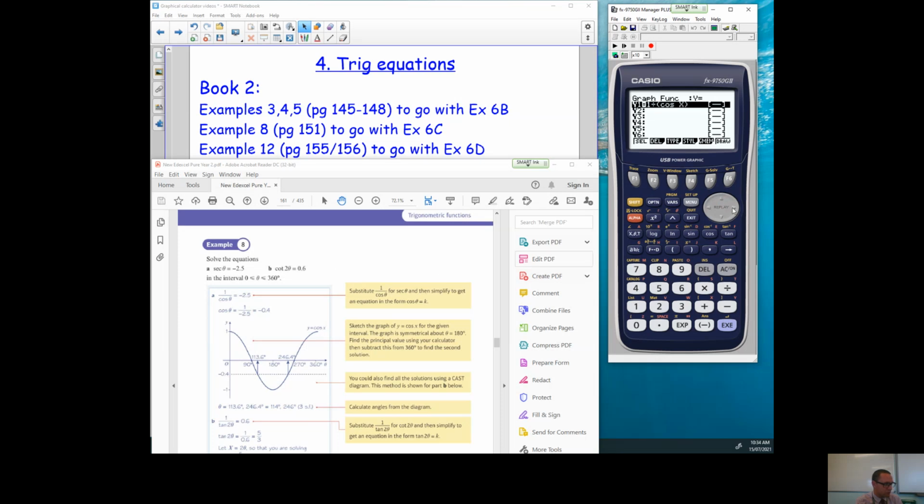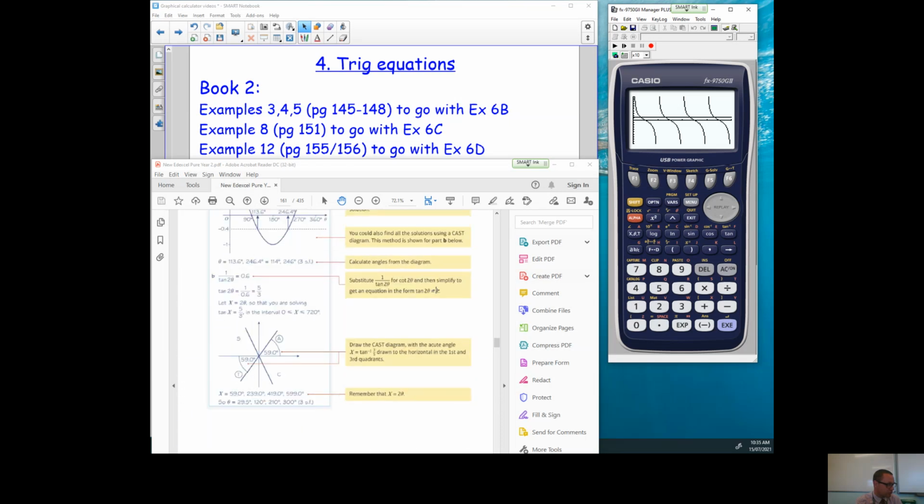So cot 2 theta equals 0.6 is our next one. So cot is 1 over tan. We're going to go 1 over tan 2x, and that equals 0.6. Obviously, your method to solve this would be different. This is just checking that you've got it right. Draw it, looks pretty good.